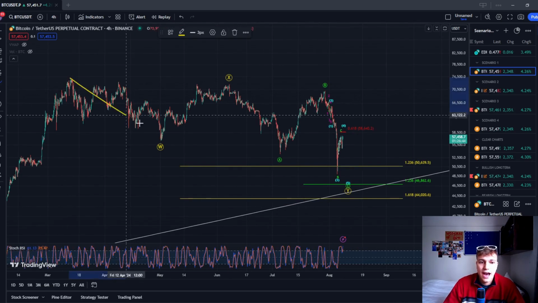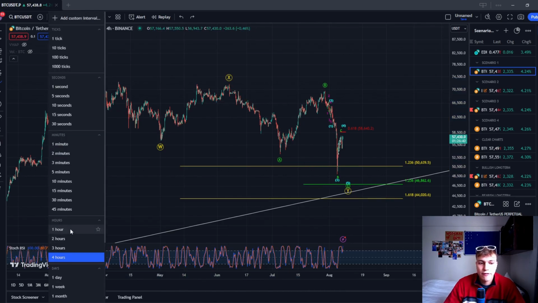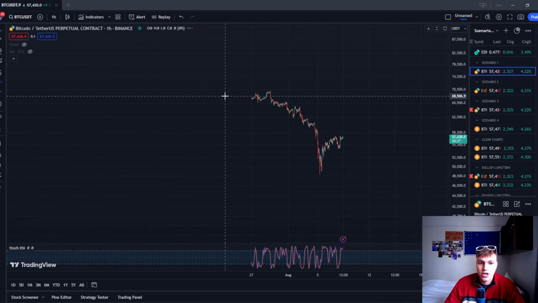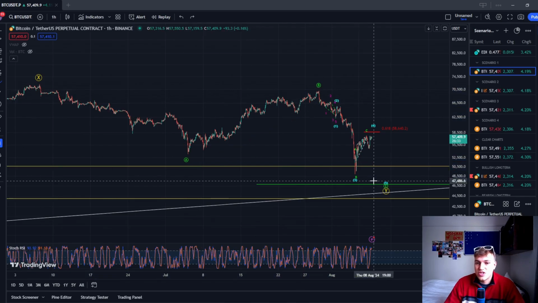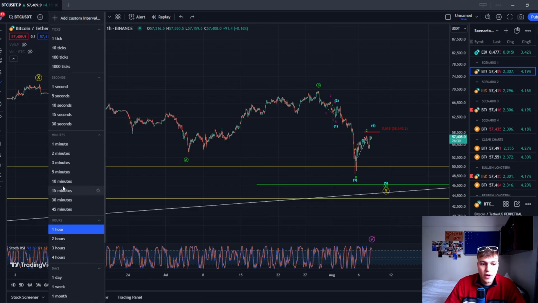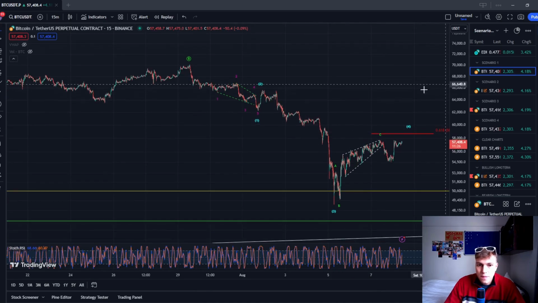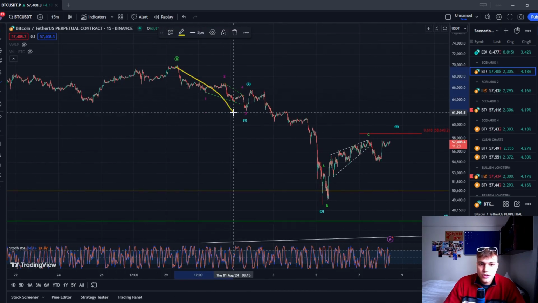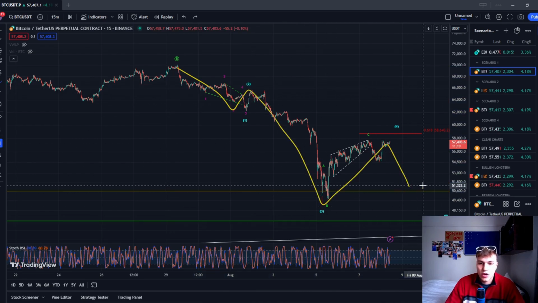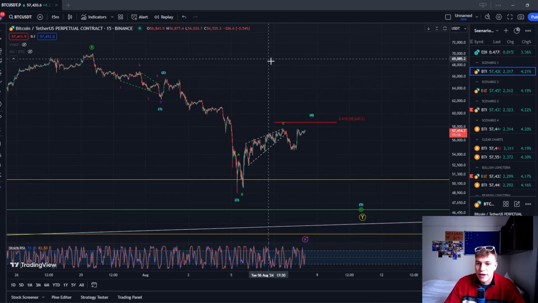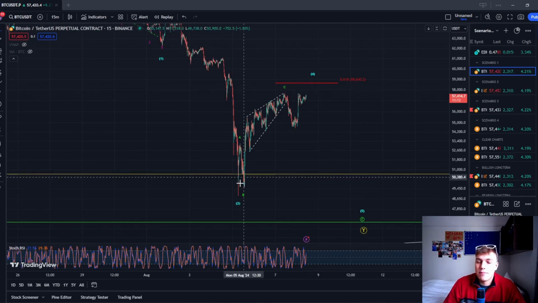Now we have an unfinished WXY. Within this Y wave we have an ABC structure. You can see here an A down, B up, and C. Now, if we zoom into this wave C, which we are currently in, we can see this playing out. A wave 1, 2, 3 to the downside, 4 up, and now we should be seeing one more leg to wave 5 lows.